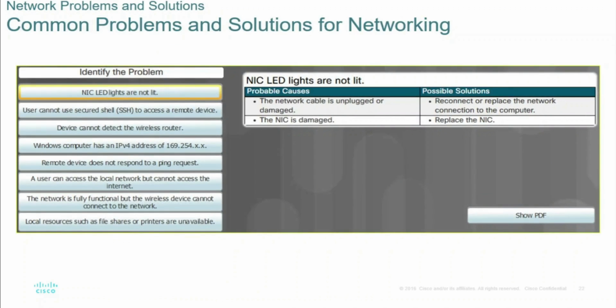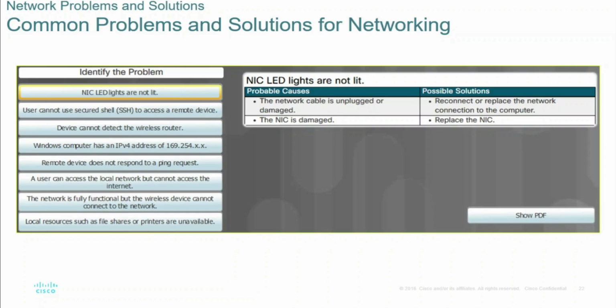Okay, the common problems. The first is that the NIC LED lights are not lit, meaning behind your PC you have an Ethernet cable connected to your PC. If the connectivity is successful, the NIC will be blinking. In other words, where the cable is connected to your PC, two LED lights will be there and those lights will be blinking. Check whether those lights are blinking or not.